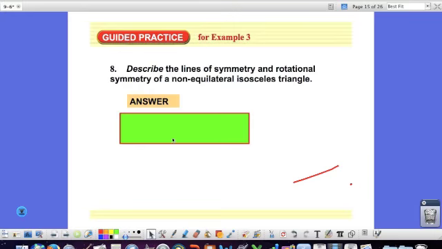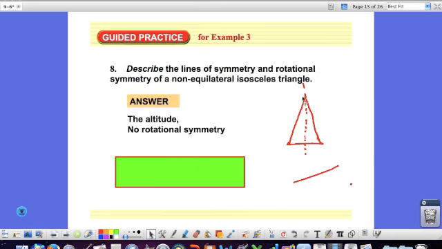We talked about an equilateral triangle. Now we're going to talk about an isosceles triangle. So picture an isosceles triangle here. If you picture it, it makes it easier to see. It has no rotational symmetry for a non-equilateral triangle. The altitude is the line of symmetry.